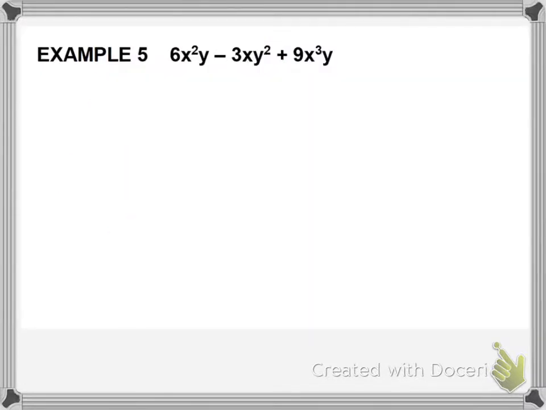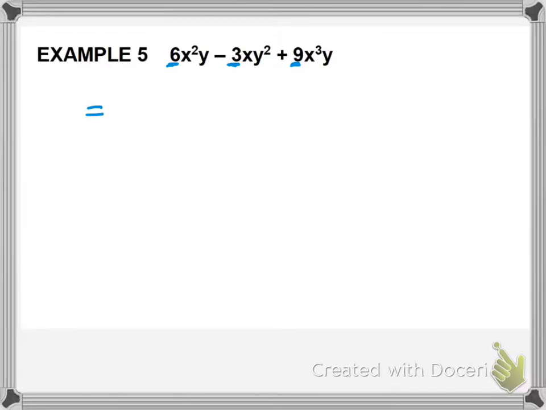And here's the last example. This one may look a little different because we have two different variables. We'll just do each variable one at a time, but the process is exactly the same. So let's go ahead and first start by looking at our coefficients, 6, -3, and 9. Whenever you're pulling out the greatest common factor, don't worry about pulling out a negative.